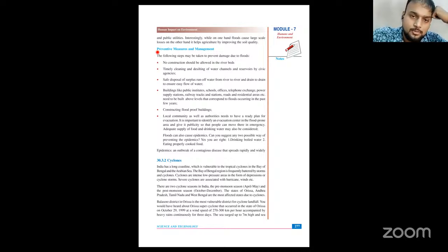Flood prevention methods and management. The following steps may be taken to prevent damage due to floods. No construction should be allowed in riverbeds. Timely cleaning and desilting of water channels and reservoirs by civic agencies. Safe disposal of surplus runoff water from river to river and drain to drain to ensure easy flow of water.